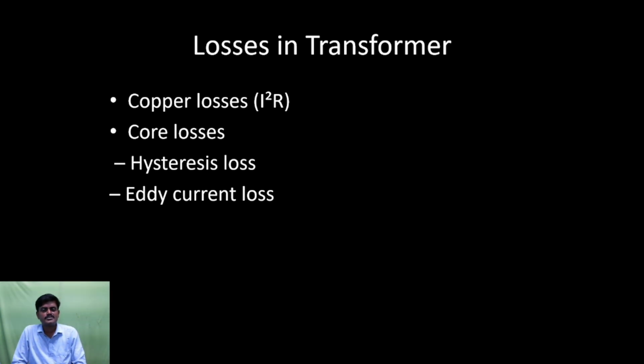Then what are the losses in the transformer? Each and every device has its own characteristics. So if I pass the current in the coil, it gets the magnetic property. So when I pass the current to the coil, it gets the magnetization property.